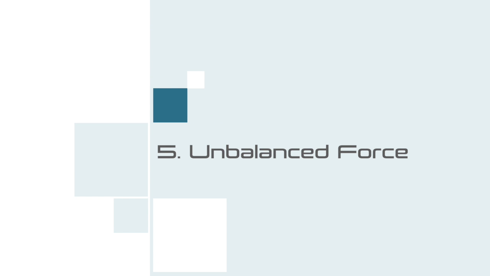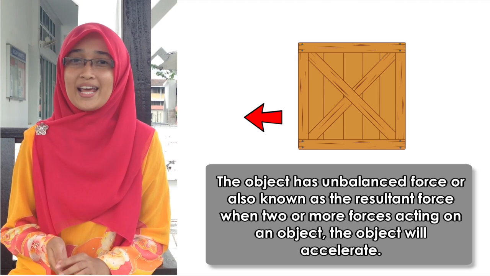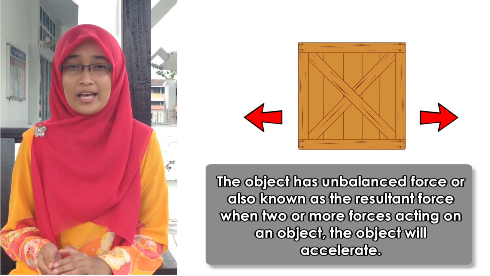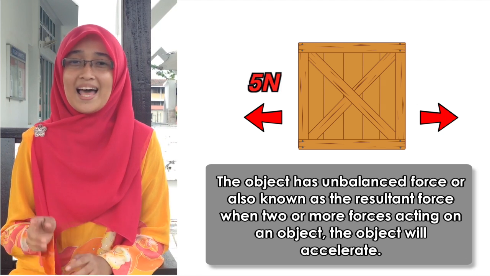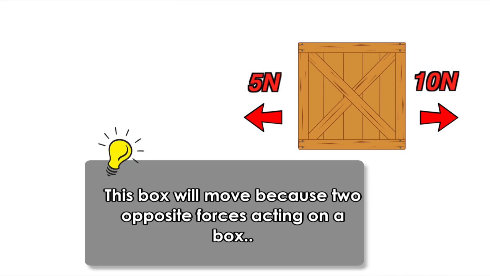The unbalanced force. Now, let's take a look at what an unbalanced force is. An object has an unbalanced force, also known as the resultant force, when two or more forces act on it, and the object will accelerate. This box will move because two opposite forces are acting on the box.